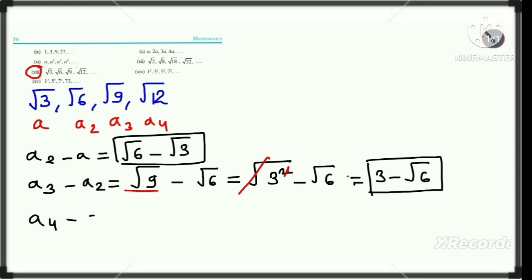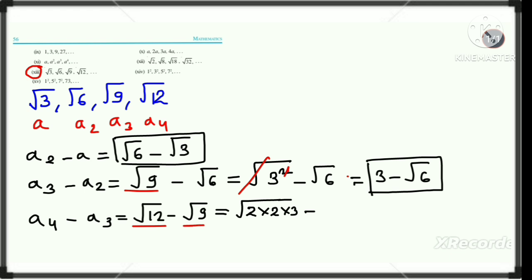Now difference between a4 and a3. a4 equal to, we have root over 12, and a3 equal to, we have root over 9, and this root over 12 can be written as its prime factors 2 into 2, 4 into 3, 12 minus, and this root over 9 can be written as 3 square.